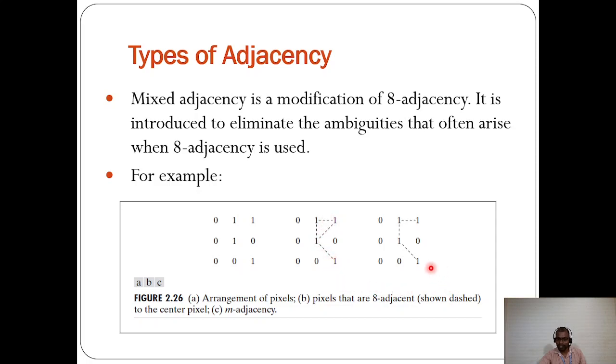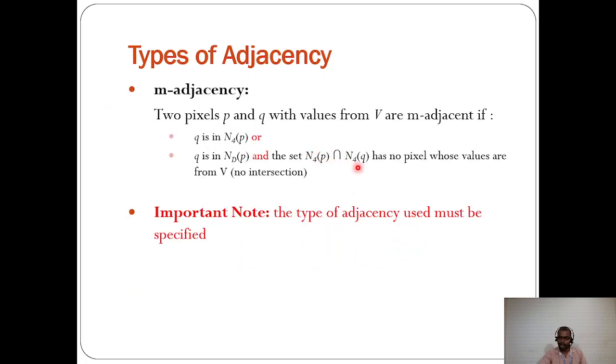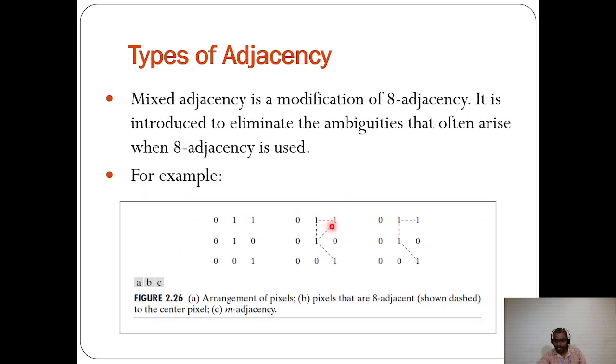Suppose you use m adjacency. Based on the definition of m adjacency, N4 of p and N4 of q do not intersect, so this connection is removed. So in m adjacency, this connection is not available. This is 8 adjacency, and this is m adjacency. Based on the definition of m adjacency, N4 of p intersection N4 of q is an empty set. That's why this is removed. These are the examples of 8 adjacency and this is m adjacency.